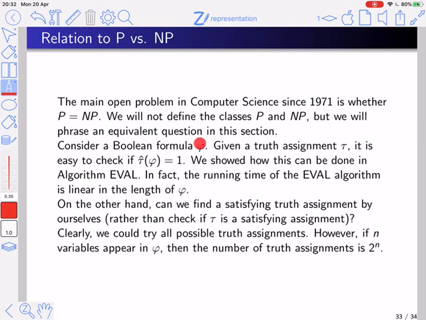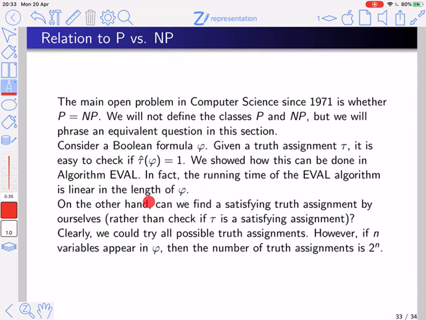So consider a Boolean formula phi. Given a truth assignment tau, it is easy to check if tau satisfies phi. Right? We showed how this can be done using the algorithm eval. In fact, the running time of eval is very fast. It is linear in the size of the formula, right? In the number of nodes in the parse tree of phi.